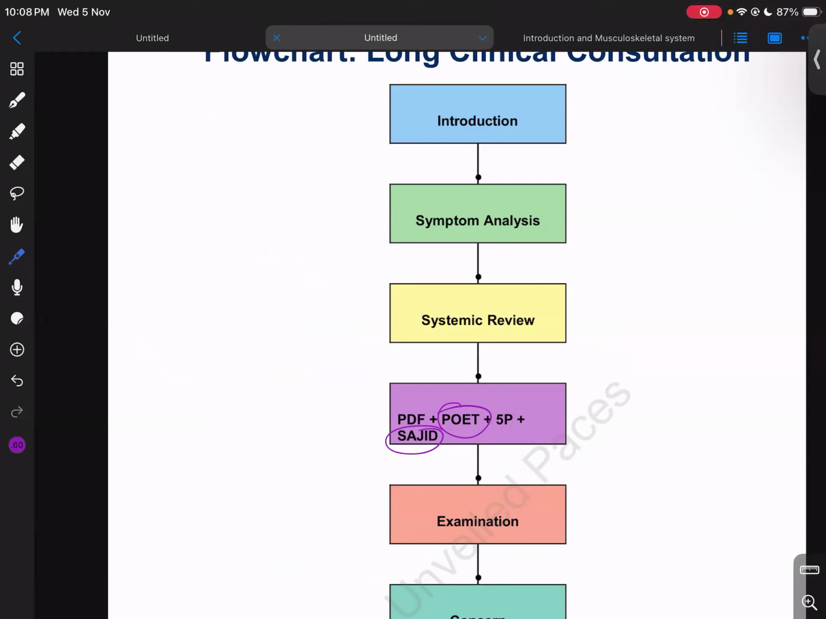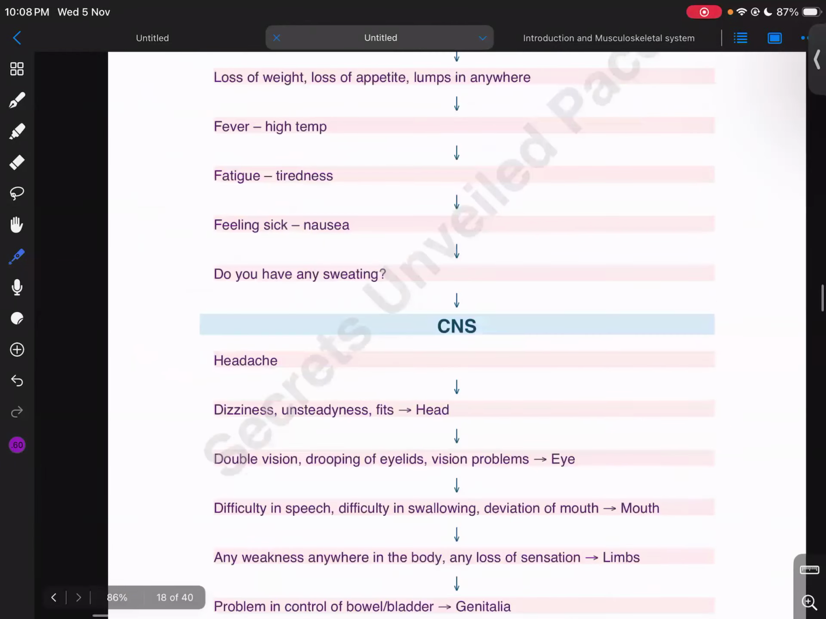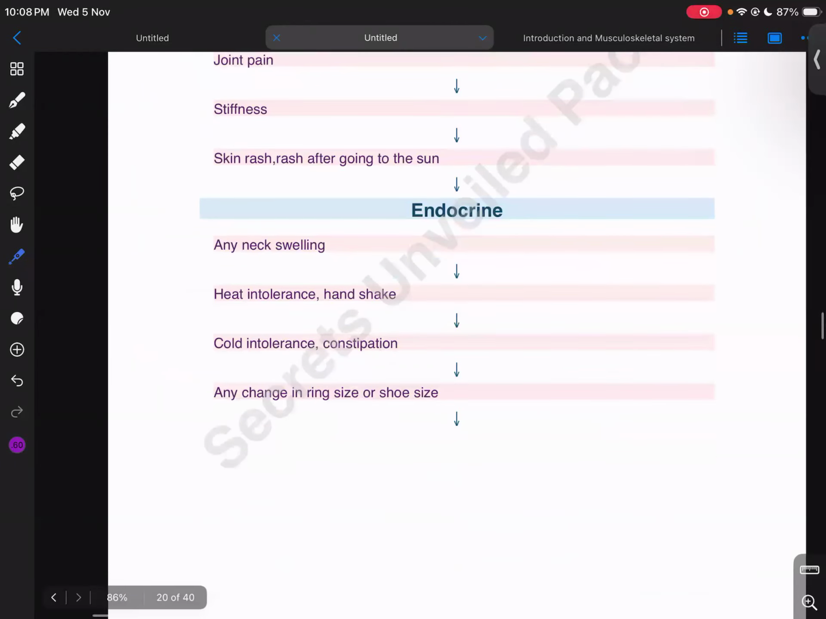Can you please show the questions in the endocrine ones if possible? Sure. The screening questions for endocrine are only 2 or 3 questions. Is there any neck swelling for thyroid, heat intolerance, handshake for hyperthyroidism, cold intolerance, constipation for hypothyroidism, any change in ring size or shoe size. These are just screening questions. After you get your diagnosis, you have to ask specific questions.